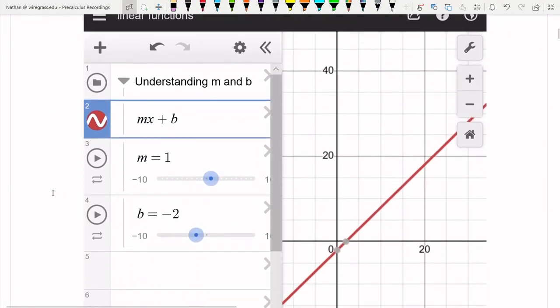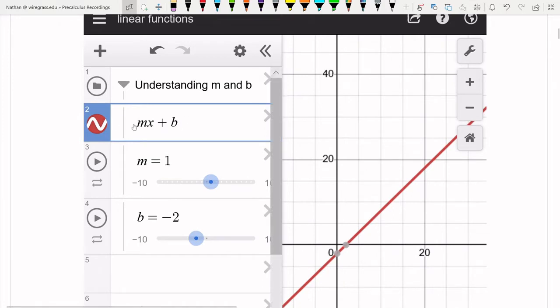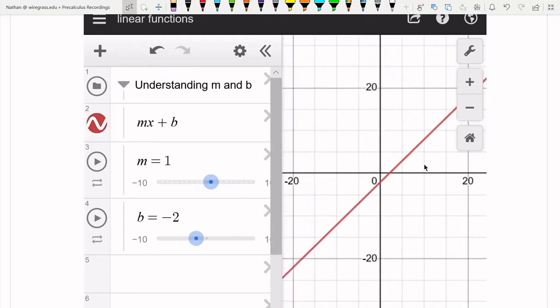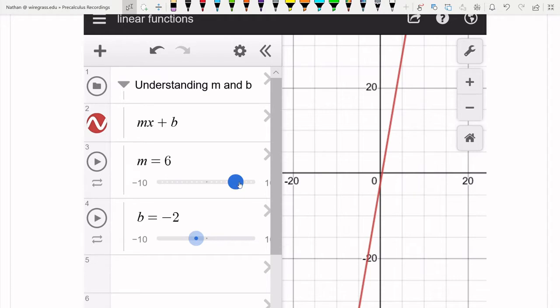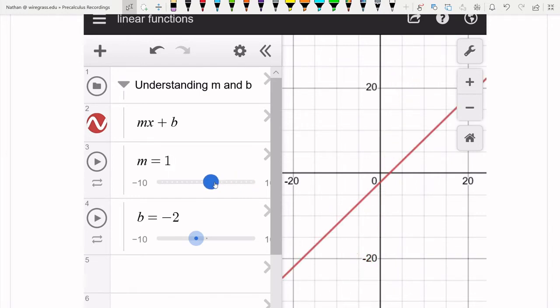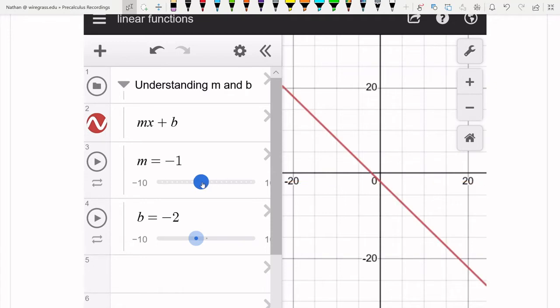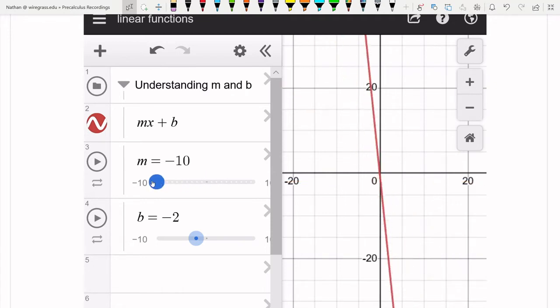So I have a graph of mx plus b. These are just linear functions in general. And what I'm changing here is m and b. Just keep an eye on what this graph looks like. So if I change m, I'm increasing m here. So this is 3, there's 5, 6, 7, 8, 9, 10. And going the other way, going down, I'm decreasing it: 1, 0, then -1, -2, -3, all the way to -10.